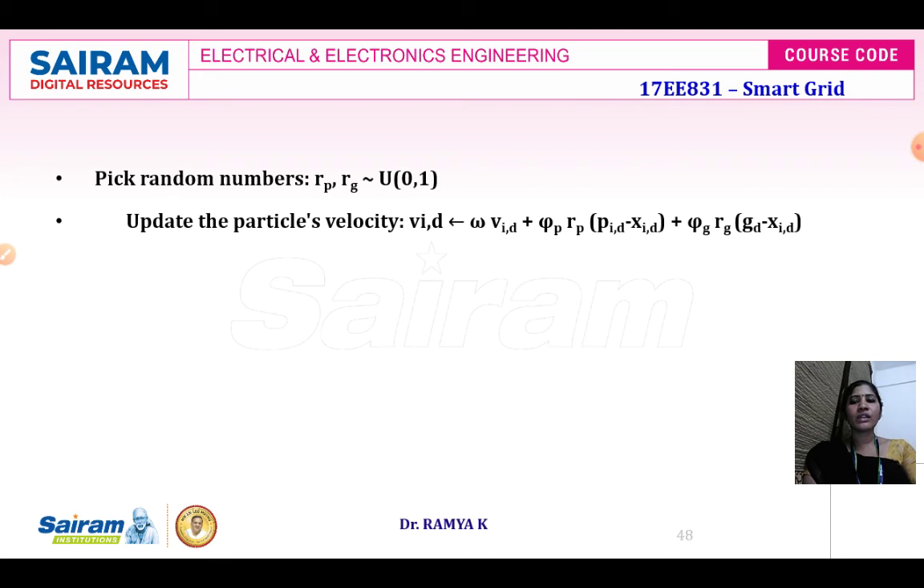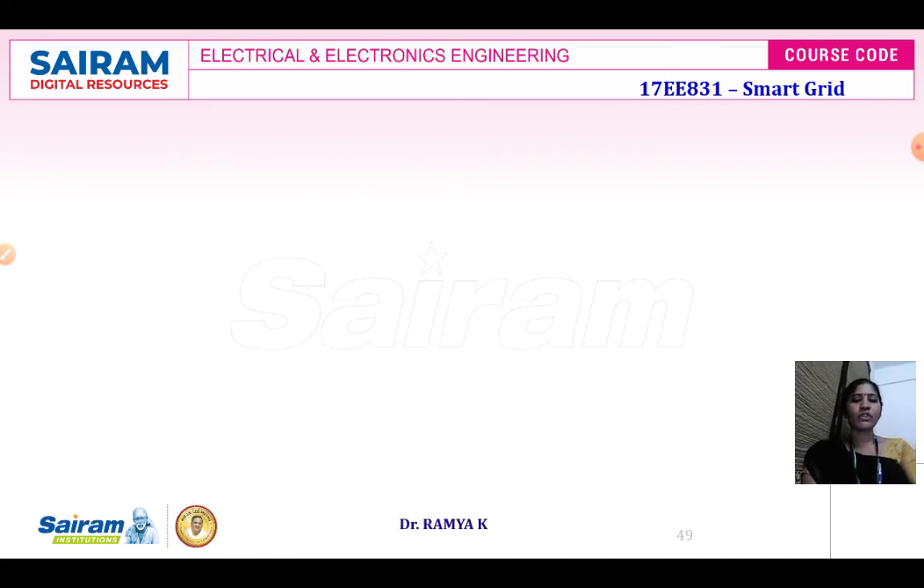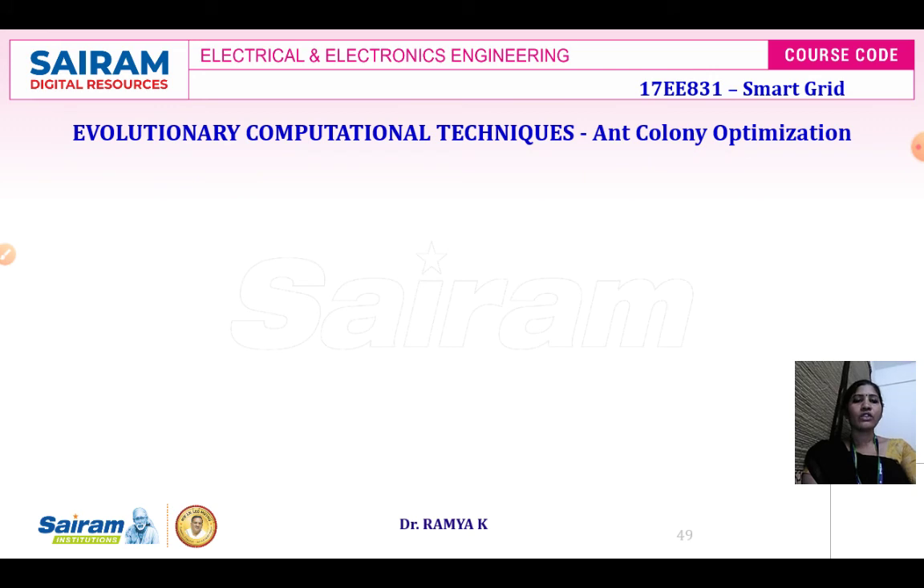If nothing has been updated, then we pick random numbers rp and rg, which range from 0 to 1. You have to update the velocity and update your particle position. If the required output is not obtained, we go for the next iteration by updating the particle velocity and particle position. Then, if the best position is obtained, you stop the evolutionary process.